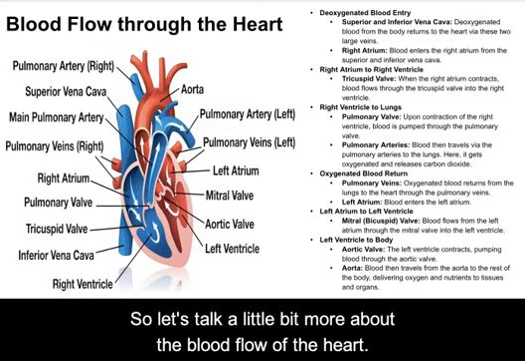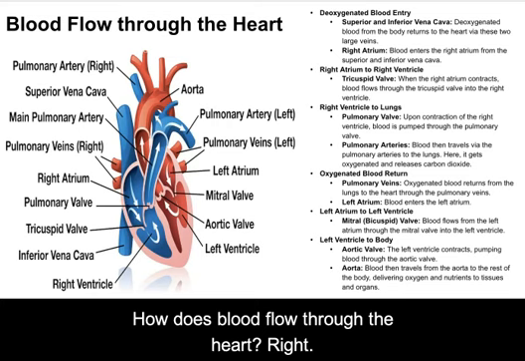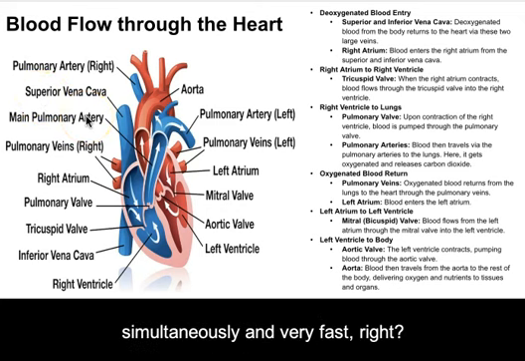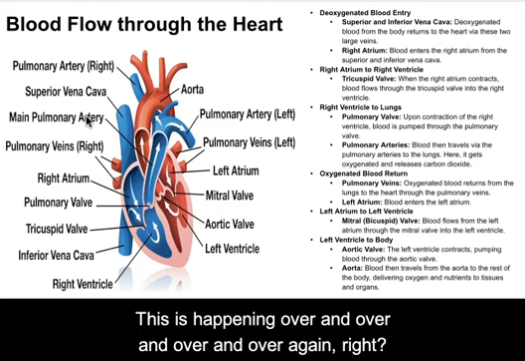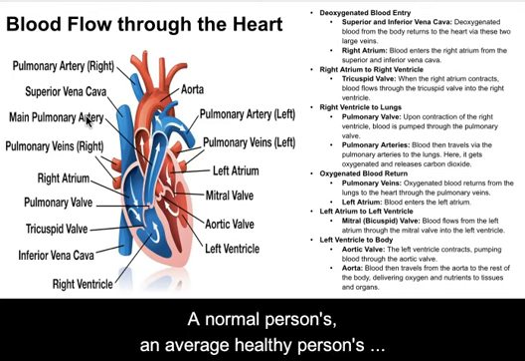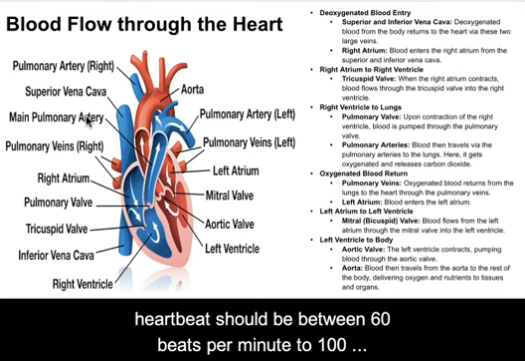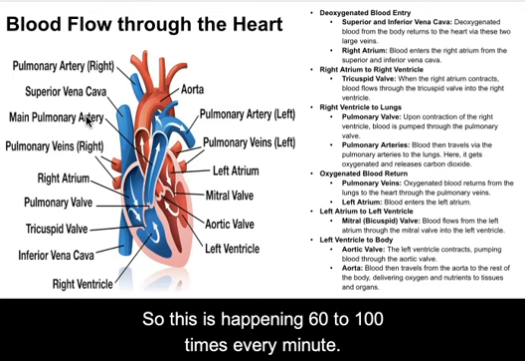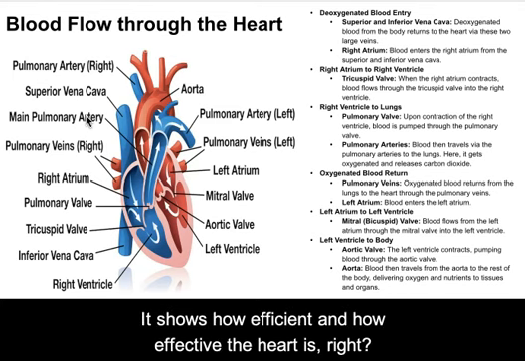So let's talk a little bit more about the blood flow of the heart. How does blood flow through the heart? The first thing is that deoxygenated blood, and remember, this is all happening simultaneously and very fast, right? Every beat of every heartbeat, this is happening over and over again, right? An average healthy person's heartbeat should be between 60 beats per minute to 100 beats per minute. So this is happening 60 to 100 times every minute. It shows how efficient and how effective the heart is, right?